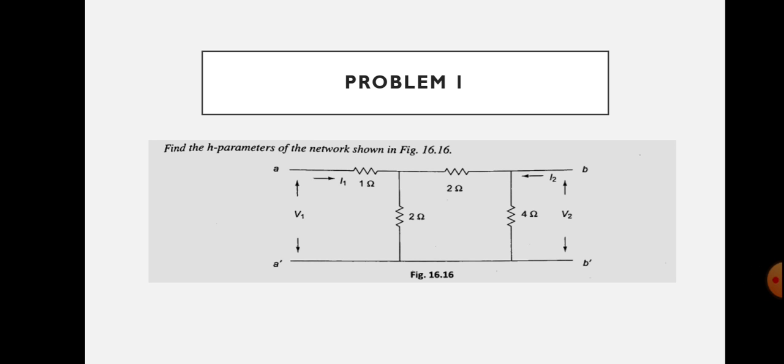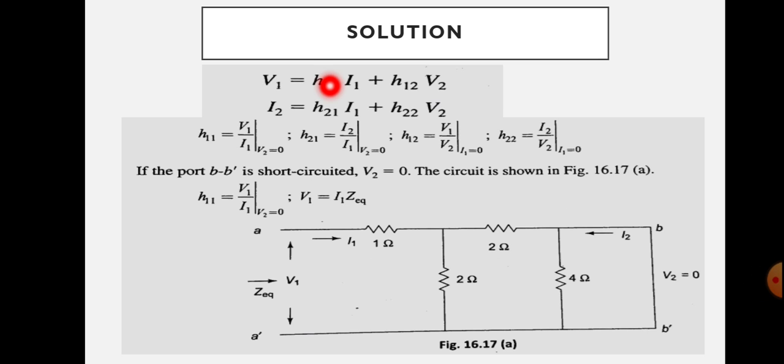First of all, what you have to do is, you have to write the voltage and current equation. In the case of h parameter, we will take the voltage of first port and current of second port. So first of all, let us write the equation, that is V1 equal to and I2 equal to. So V1 will be expressed in terms of I1 and V2, and I2 will be expressed in terms of I1 and V2. So the equation is V1 equal to H11 I1 plus H12 V2. I2 will be equal to H21 I1 plus H22 V2.